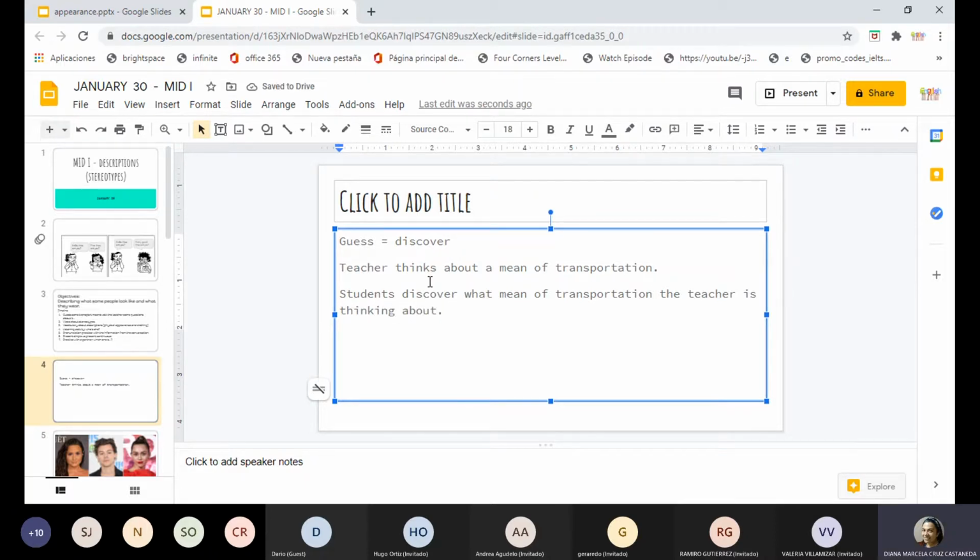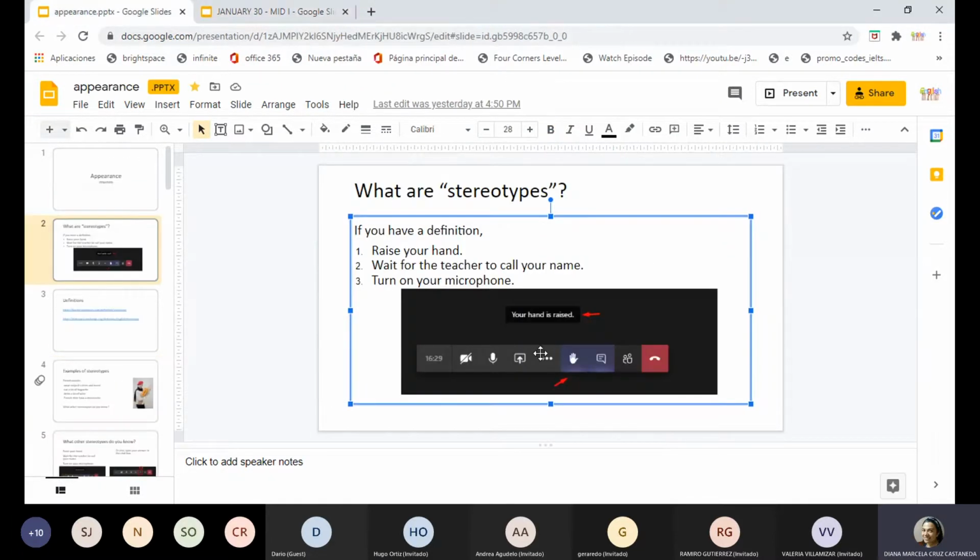So in this moment, I have a notebook and I wrote a means of transport in my notebook. Your mission is to discover what means of transport I am thinking about, okay? Remember the instruction to start the activity. You're going to ask me questions about this means of transport. And please raise your hand. Don't forget something important here. Raise your hand to participate. Don't unmute your microphone until the teacher calls your name. Is the instruction clear or is it a little confusing? Please let me know. It's clear, teacher. Okay, so clear.